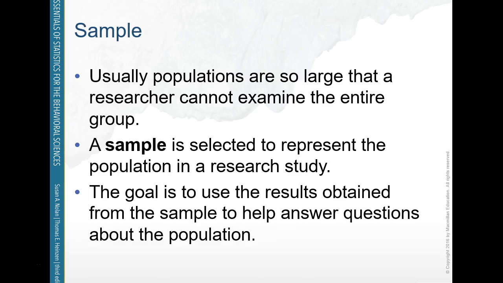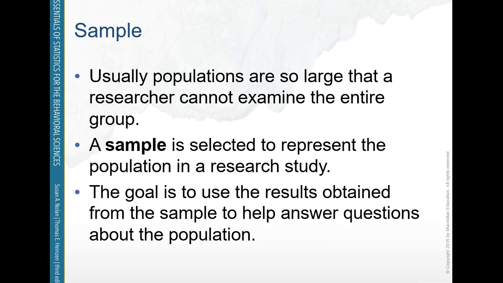Usually, as you can tell, populations are so large that the researcher can't examine the whole group. It would be impossible for me to do a study on every single child who's been diagnosed with autism. There are too many. It's too large of a group. It would be impossible. It would be expensive. It would be time consuming, and it just wouldn't be practical.